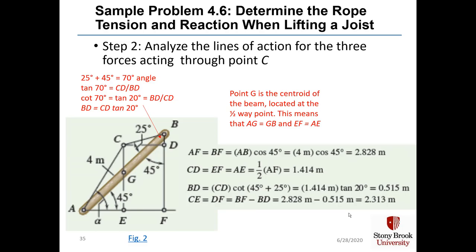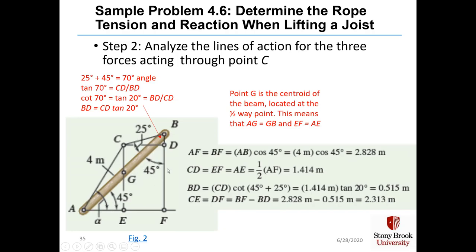Let's study triangle CBD. We know that this angle between CB and the axis of the joist is 25 degrees, and we drew in this 45 degree angle between AB and AF, and that we could do because we knew that there was a 45 degree angle here between the joist and the ground.